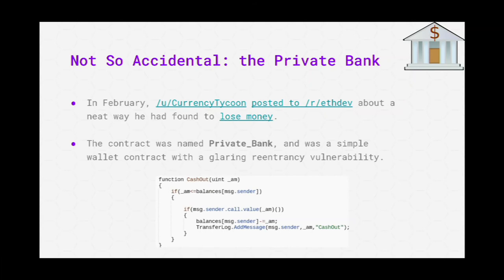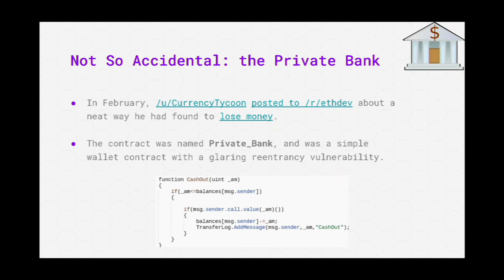Someone did something very, very similar in February. A currency tycoon posted on Reddit about how he lost some money trying to exploit one of these wallets. The contract was named Private Bank and was just a simple wallet contract, and it had a very, very obvious vulnerability. Looking at this code, the contract calls out to an external attacker-controlled contract before it actually updates the balances of the user.